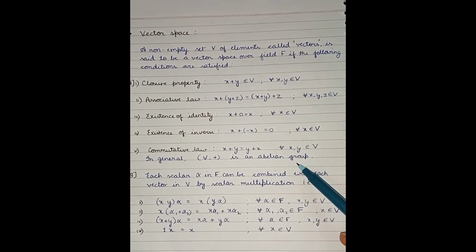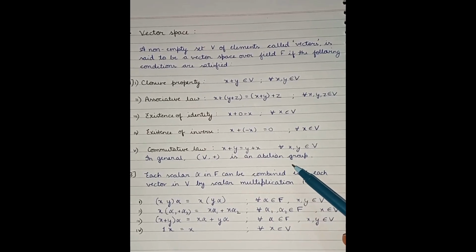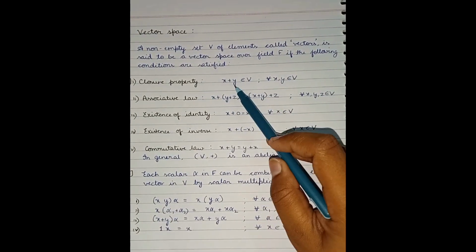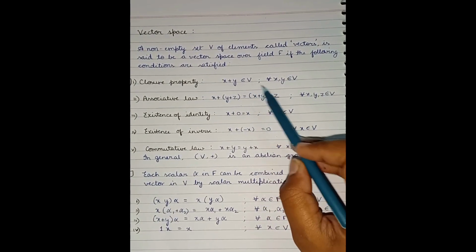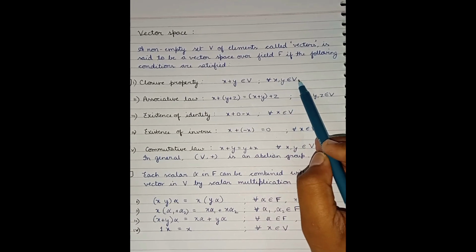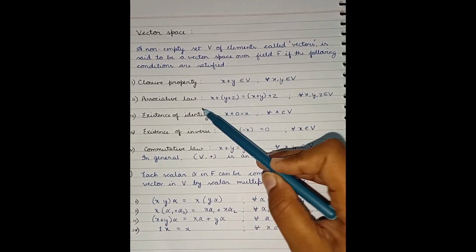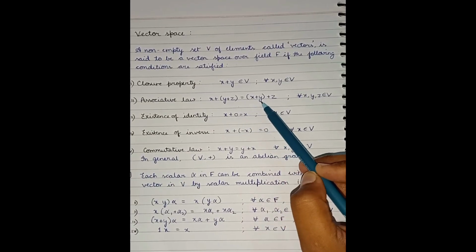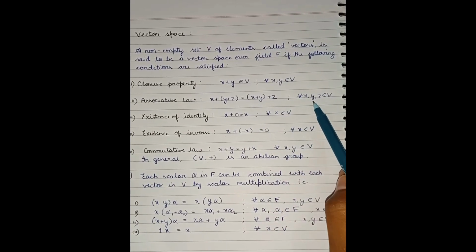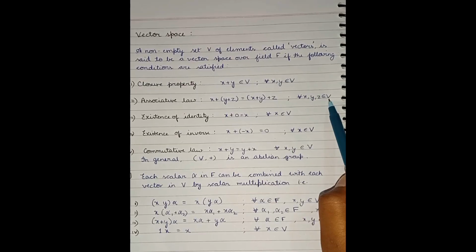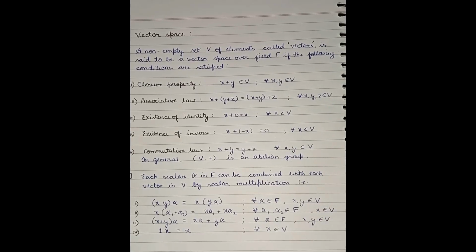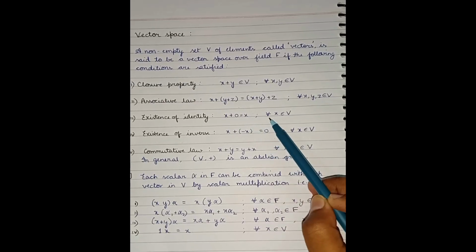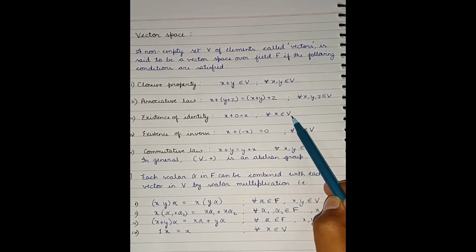To be an abelian group, a vector must satisfy these 5 properties. First is closure property, that is x + y belongs to V for all x, y belongs to V. Associative law, (x + y) + z = x + (y + z) for all x, y, z belongs to V. Next is existence of identity, x + 0 = x for all x belongs to V.